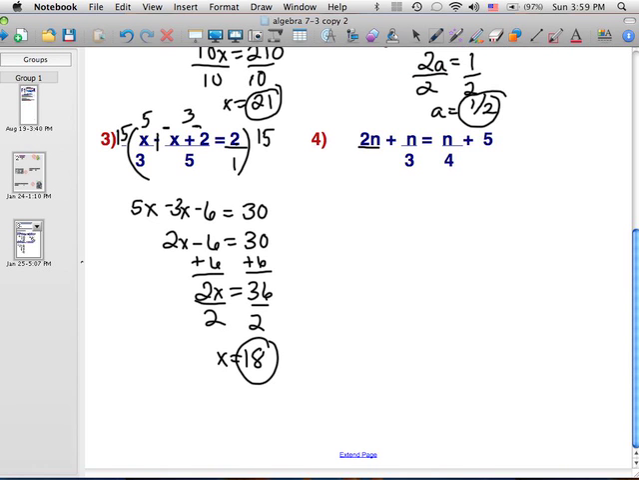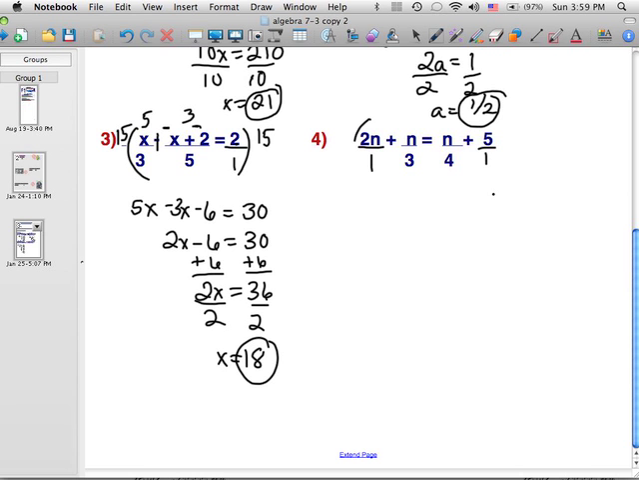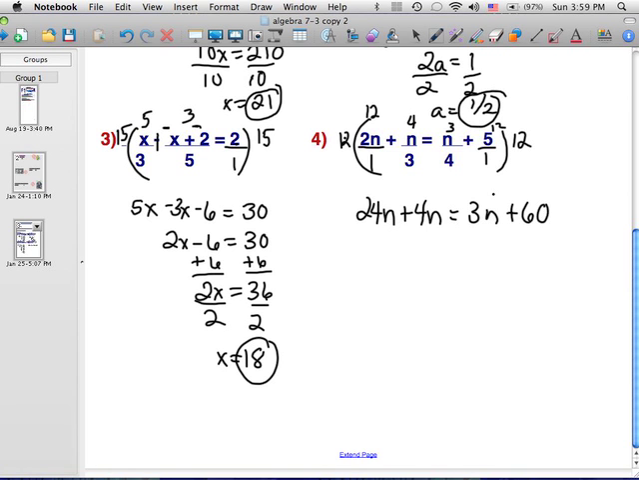The last example, put the 2n over 1 and the 5 over 1. The least common denominator for 3 and 4 is 12. 1 goes into 12 twelve times, so that's 12 times 2n is 24n. 3 goes into 12 four times. 4 times 4n is 16n, equals. 4 goes into 12 three times. 3 times n is 3n. And 1 goes into 12 twelve times, and 12 times 5 is 60.